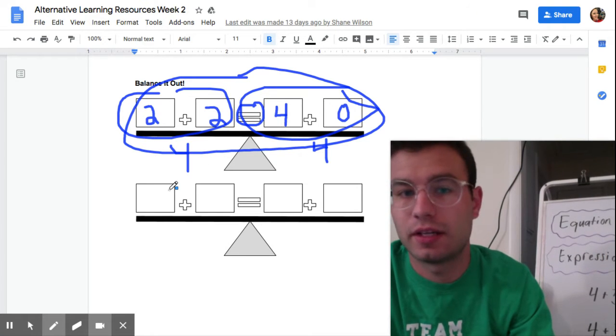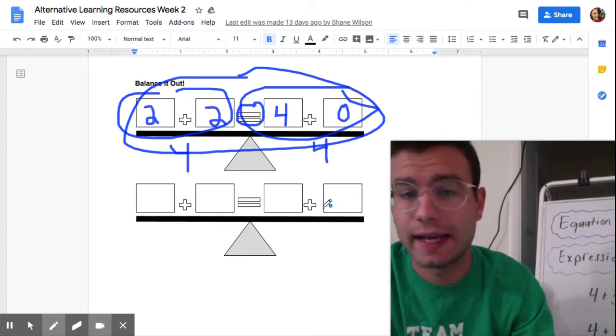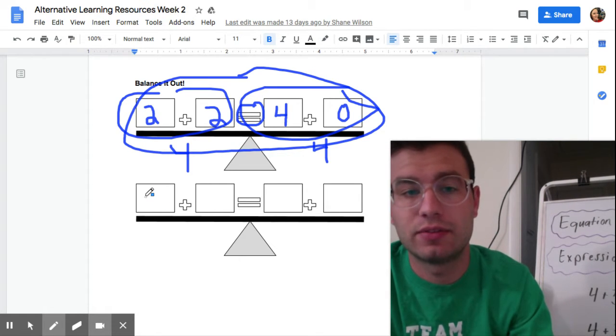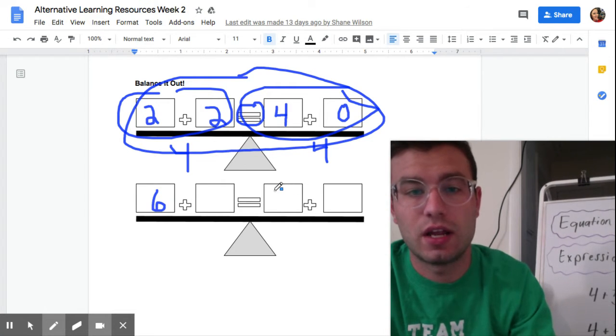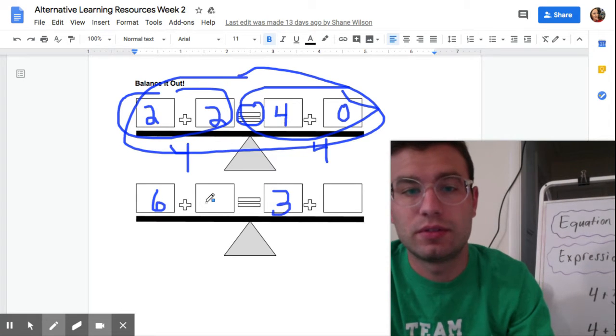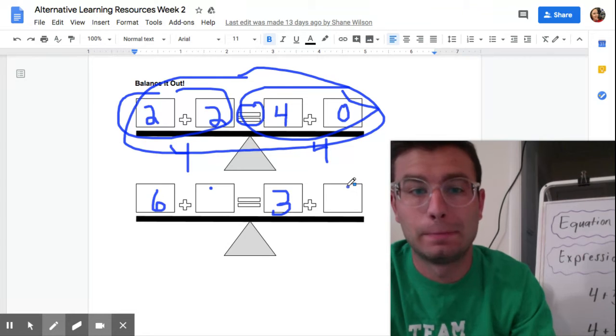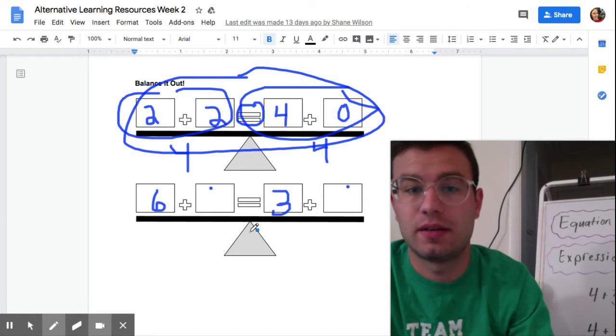So down here, I'm going to challenge you. It has to balance, okay? So it has to stay just like this, and I'm going to give you some numbers that you need to put in here. We've got plus and plus, so it's the same operation, but on this side I want you to write a 6 in this box, and on this side I want you to write a 3. You choose the missing numbers, but you have to make it balance.